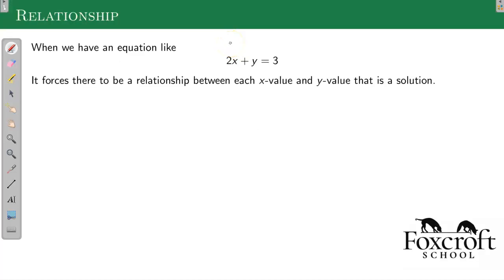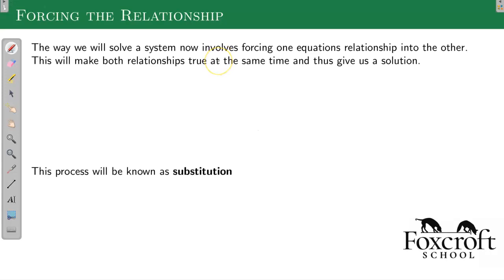Whenever you have an equation like 2x plus y equals 3, it's telling you there's a relationship between x and y. If I change x, y is going to have to change a little bit to make the equation still hold. So there's always this relationship between x and y whenever you have an equation like this. And we're going to use this to our advantage when we're solving a system.